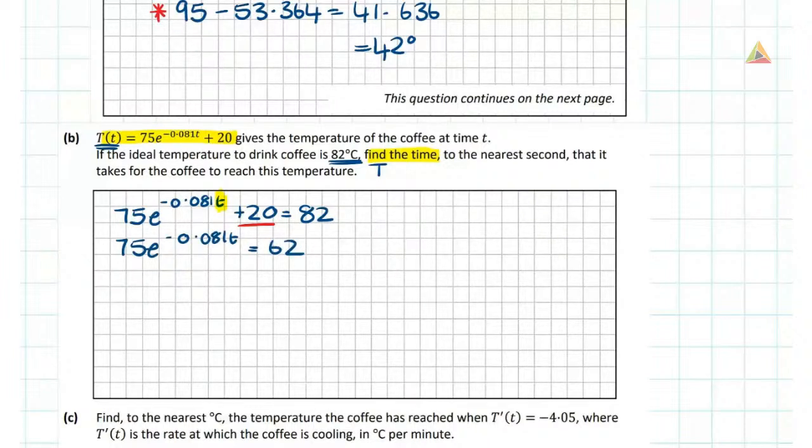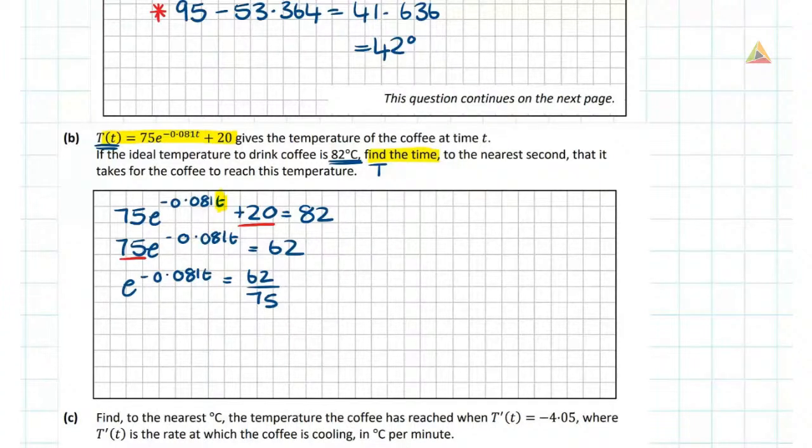And we're going to divide both sides by the 75, and that will get rid of this here, and it will leave us with just the e to the power of. So e to the power of minus 0.081 t is going to be 62 over 75. And I'm just going to leave that as a fraction. You can change to a decimal if you want.